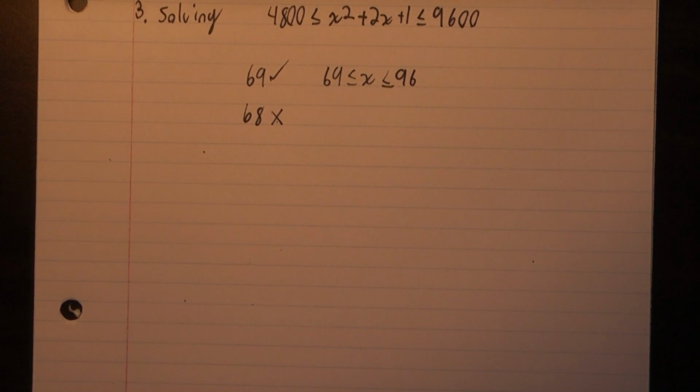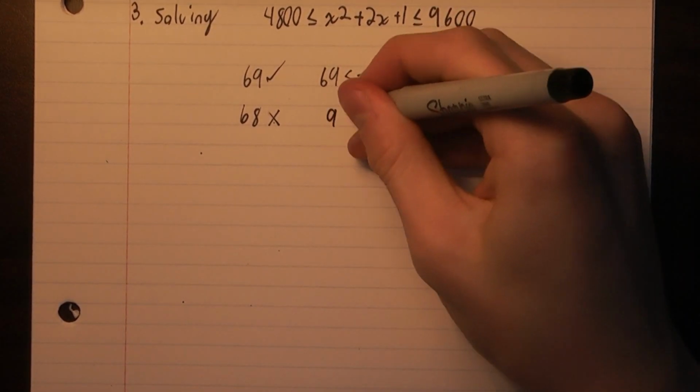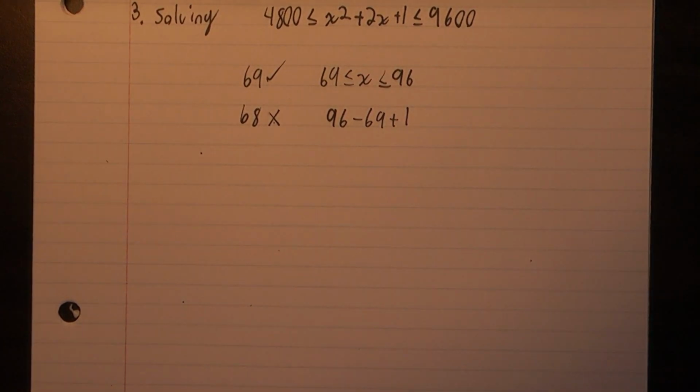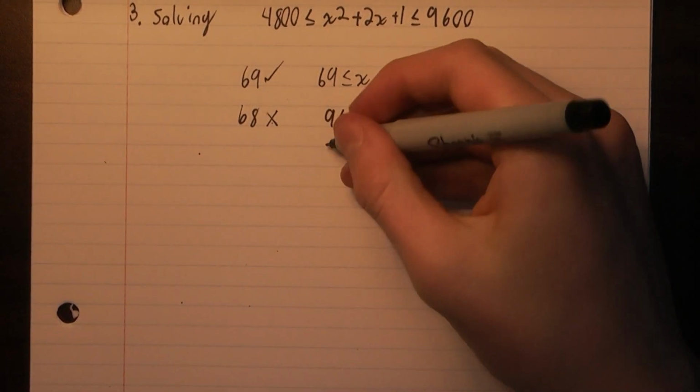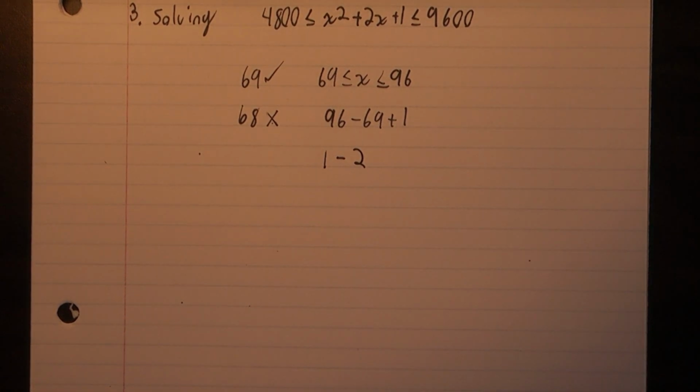So you could just count that on your fingers, or we can do this very quickly. 96 minus 69 plus 1. The reason we have plus 1 is that 96 minus 69 is just the difference between the two, and it either doesn't count 69 or doesn't count 96. If you still don't understand, think about 1 and 2. 1 to 2. There's two numbers in there, 1 and 2.